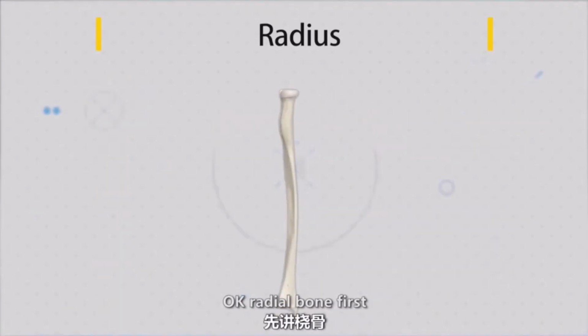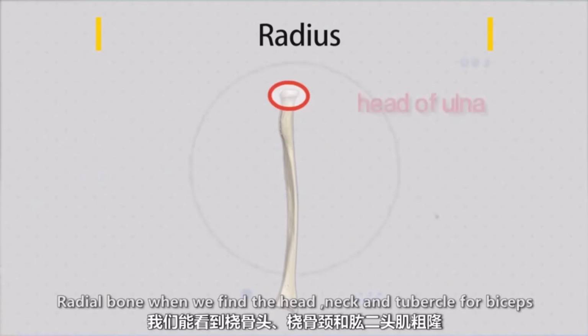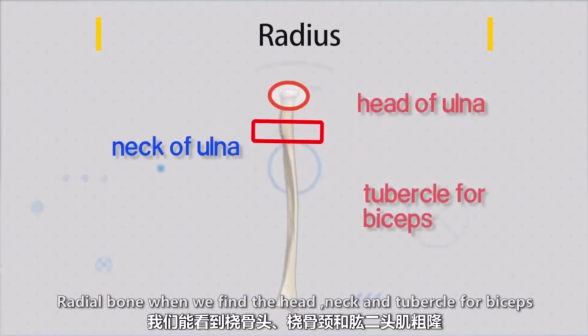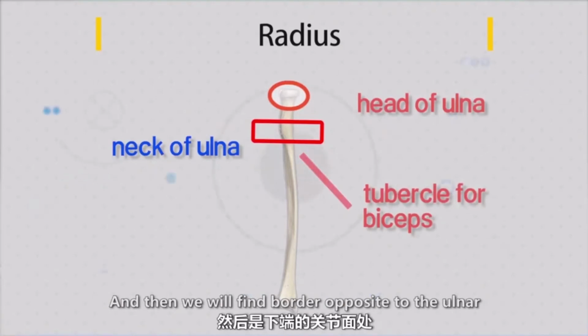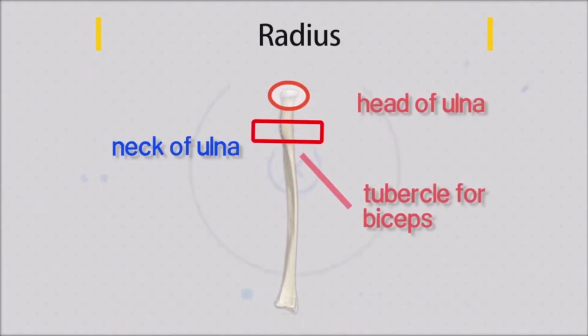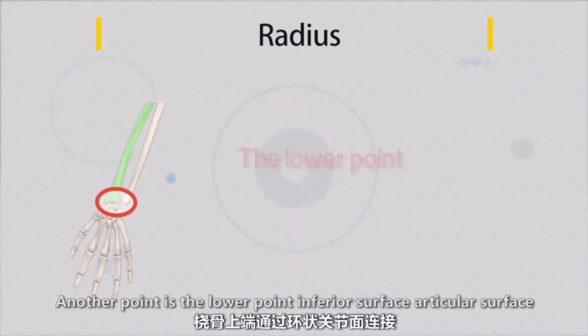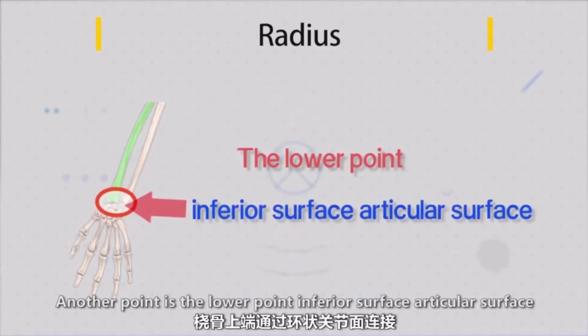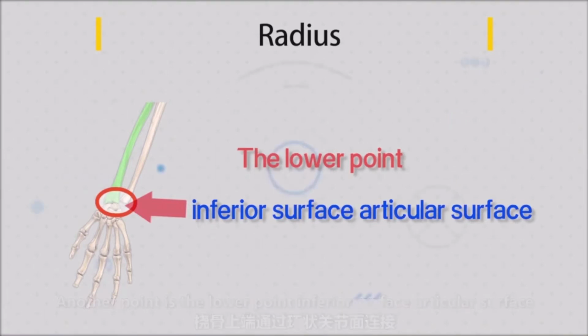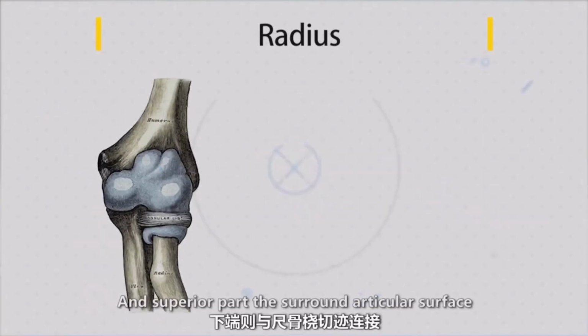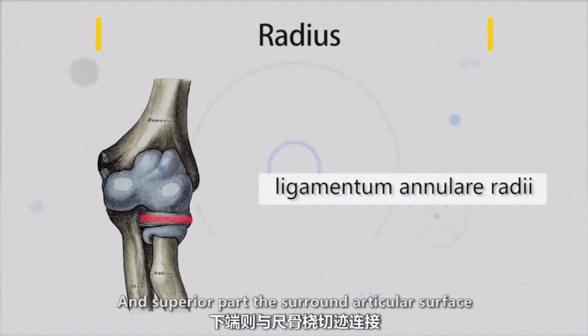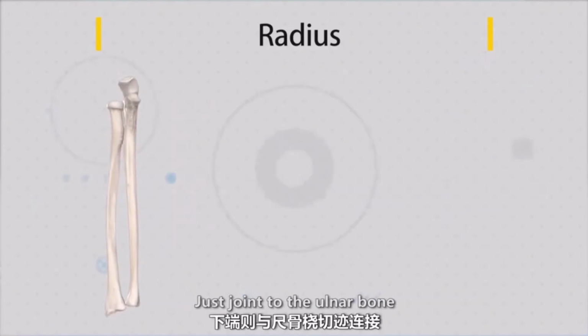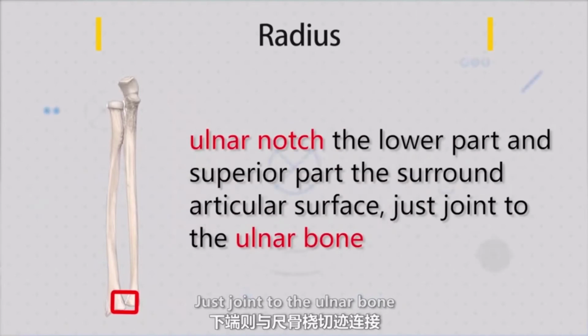Okay, radial bone first. On the radial bone we will find the head, the neck, and the tuberosity. This tuberosity is the insertion of the biceps. Another point is the lower end and its inferior surface, the articular surface, which forms the wrist joint. And the superior part is the surrounding articular surface, which joins to the radial notch of the ulnar bone.